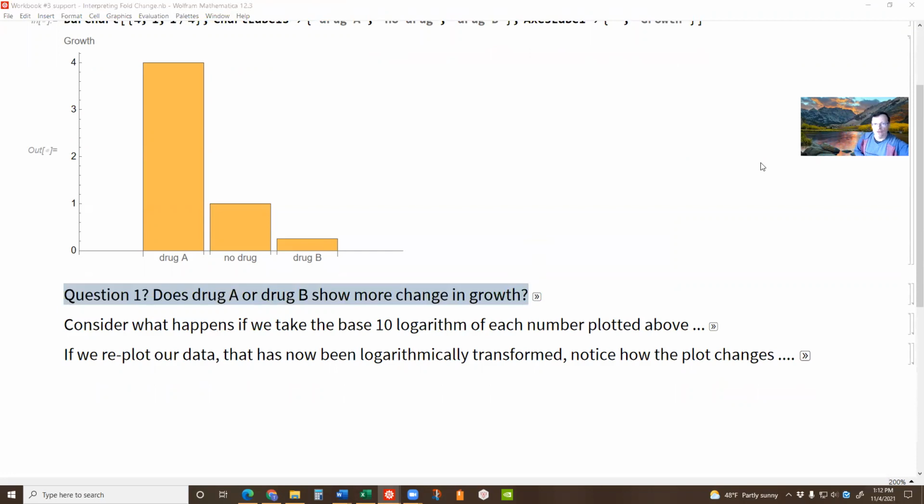Okay, I'm just going to wait for folks to come across here.